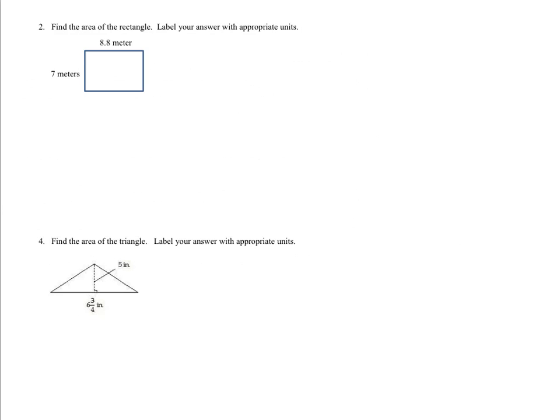Okay, so now we're going to find the area of the rectangle. The area of the rectangle is length times width. So the length is 8.8 and the width is 7. Now keep in mind both of these are in meters. So I take my handy dandy calculator and I multiply 8.8 times 7 and I get 61.6 meters squared. M times M, meters squared.